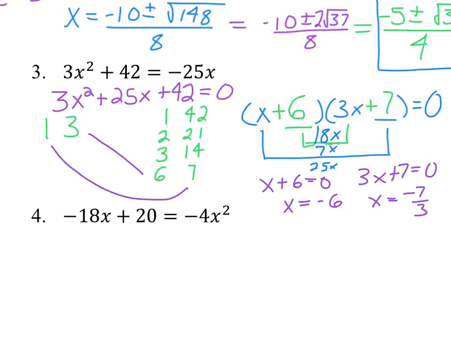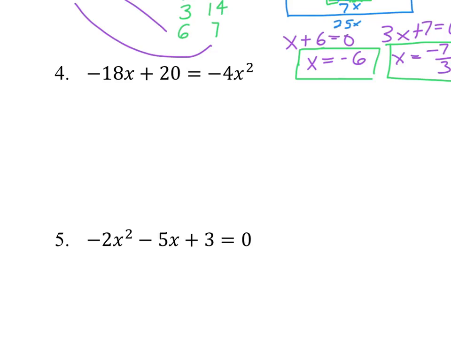Again, all I did there was subtract the 7 to get 3x equals negative 7 and then divide by 3. And so there we go. Those are the two solutions we have for this one. x equals negative 6 and x equals negative 7/3.